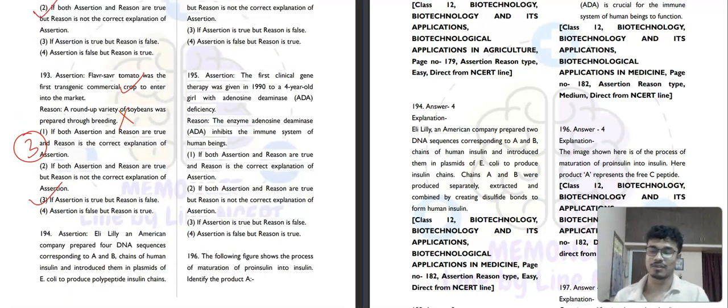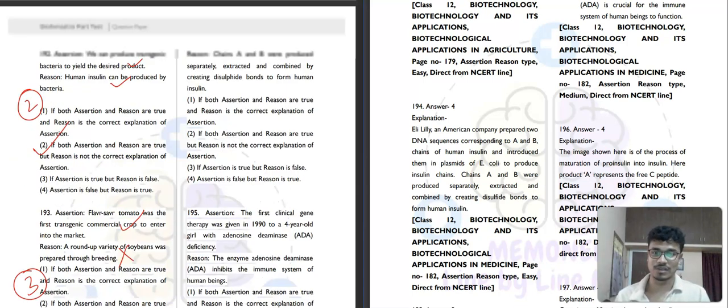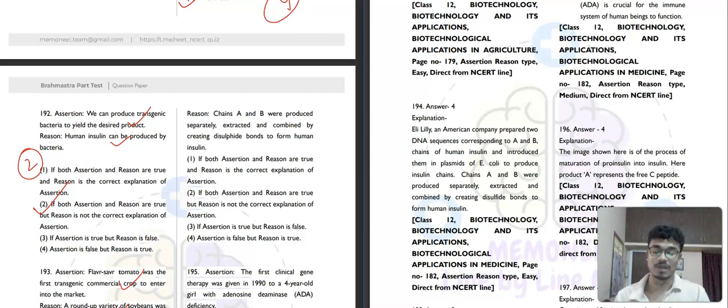Then question number 194. Eli Lilly, an American company, prepared 4 DNA sequences. No, they don't prepare 4 DNA sequences. They just prepare 2 DNA sequences. So, this is already becoming incorrect. I don't need to read the full statement to waste my time. But you should obviously read the reason, because there may be some twist after that. Chains A and B are produced separately, extracted and combined by creating disulfide bonds to form human insulin. Not correct. So, both assertion and reason are false. That option is our correct answer.